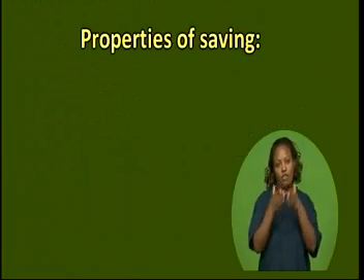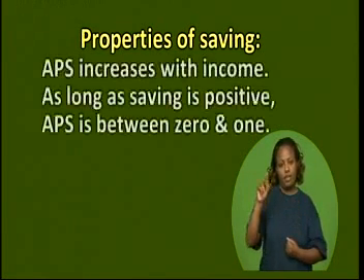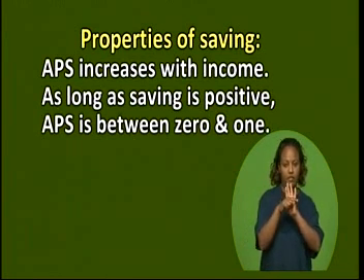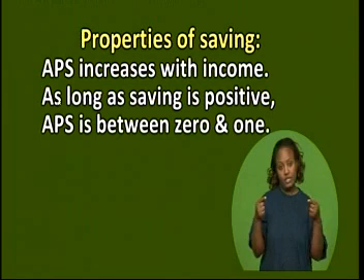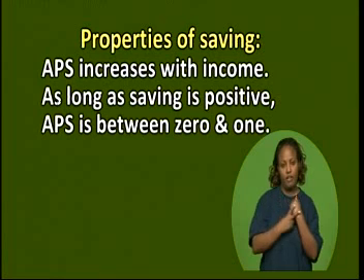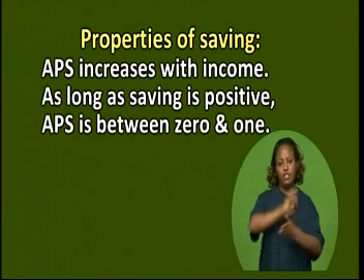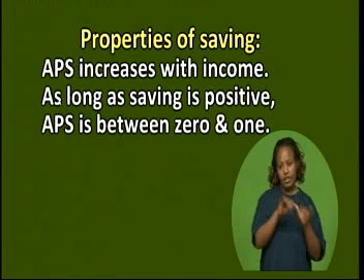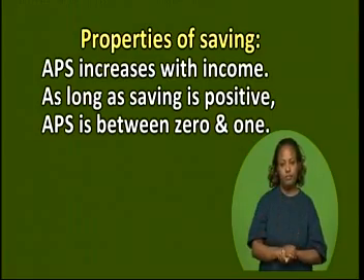At low levels of income, the average propensity to save, APS, is also low, and it could even be negative if income is less than consumption. Conversely, at high levels of income, APS is also high. Generally, APS increases with income. That means as income rises, APS also rises.